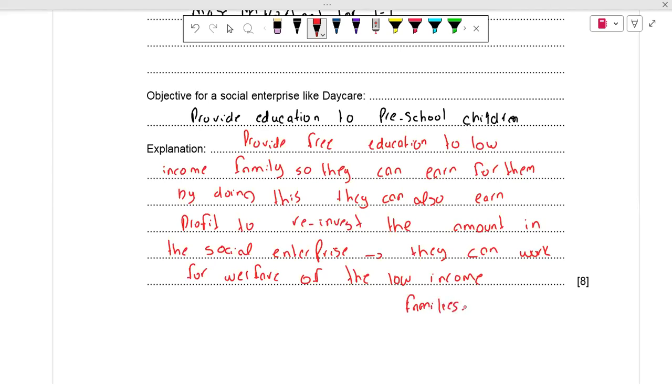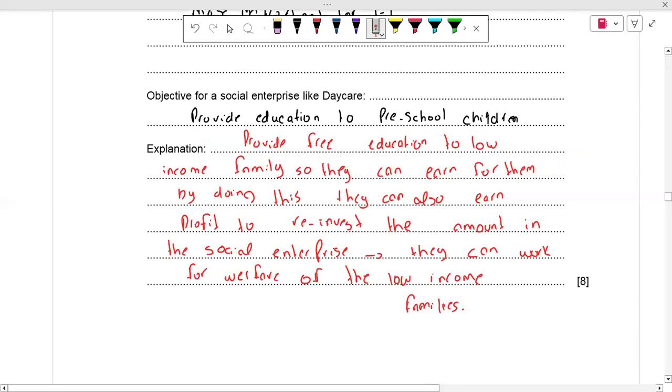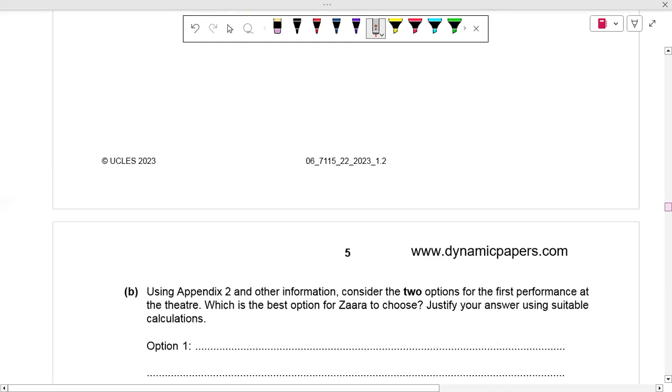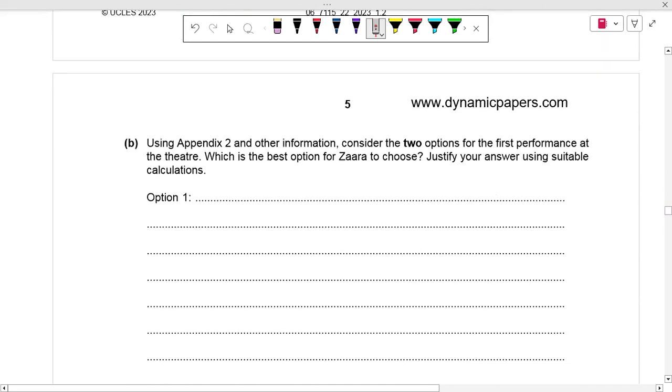Okay. So this is how you can do your 8 mark question. In this part, I just explained the objective of the social enterprise. Okay, so we have part B. Using Appendix 2 and other information, consider the two options for the first performance at the theater. Which is the best option for Zara to choose? Justify your answer using suitable calculations.